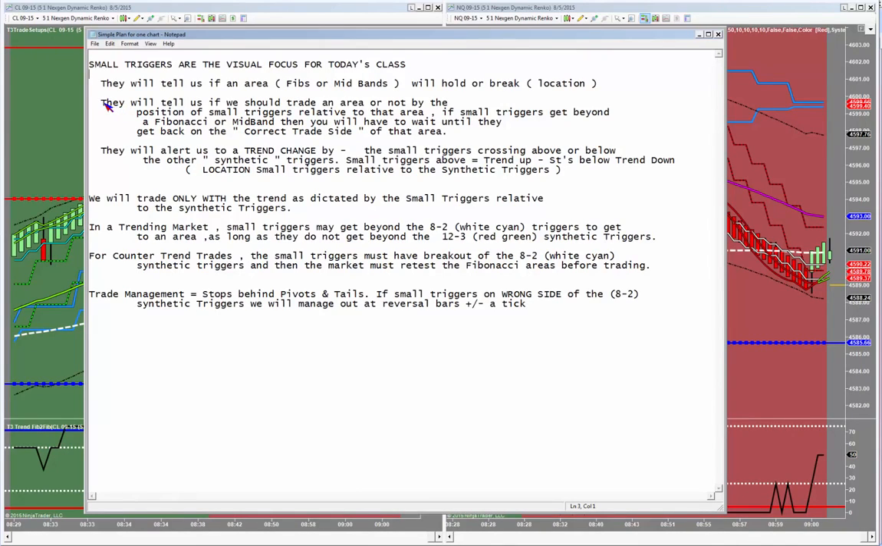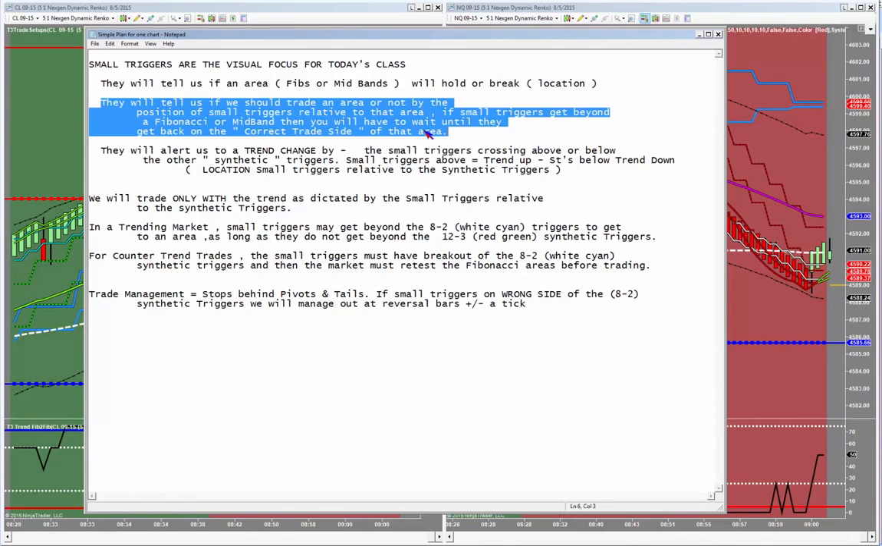We're also going to look at the small triggers relative to that area. So if we're at a mid-band and we're thinking about going short, but the small triggers break through it, we're not going to do that. If the small triggers break through Fibonacci areas, we're not going to use them.